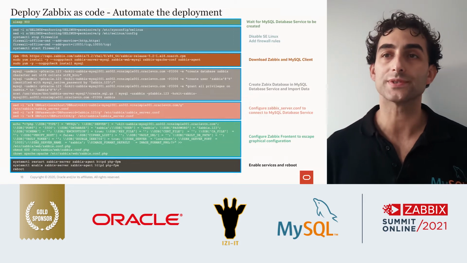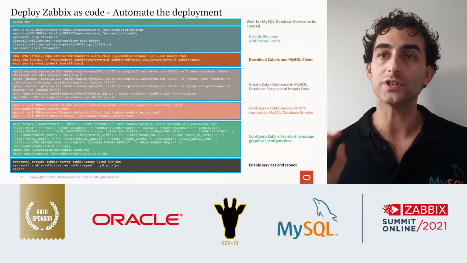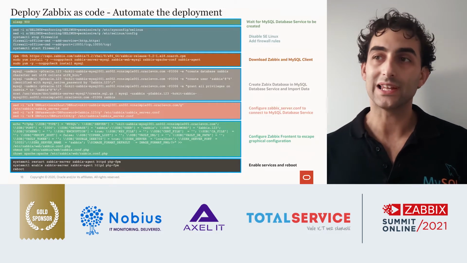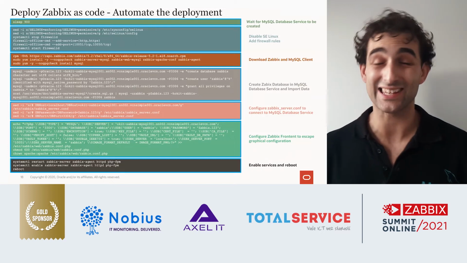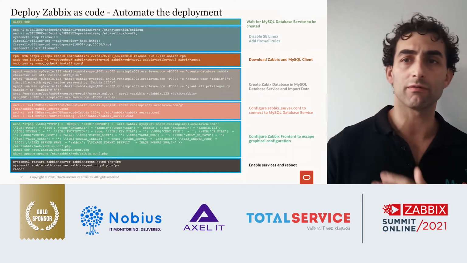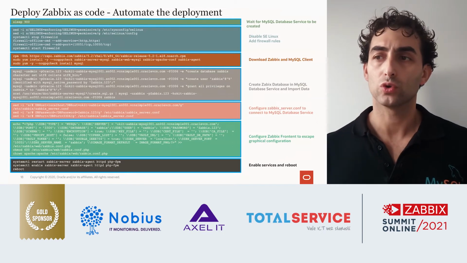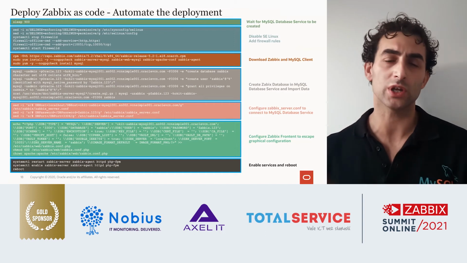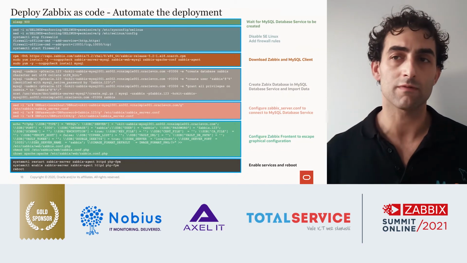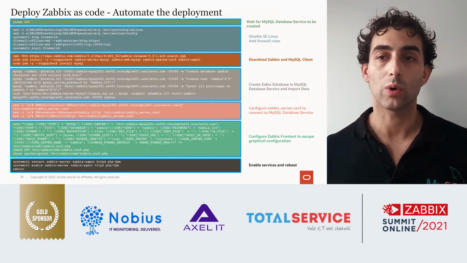So here I provide you a sample of the script which I have used for cloud-init. You can go through this, it's very easy. We wait for the database service to be created. We disable SELinux and the firewall. We download Zabbix and MySQL clients. We create the Zabbix database, and we configure the server.conf via some sed operations, and then we configure the front end to escape all of the graphical configuration part, and we enable the service. We're done. This script will configure server plus front-end on one VM. You can reuse it as you wish. And if you encode it in base 64 and put it inside cloud-init, well, you're good to go.